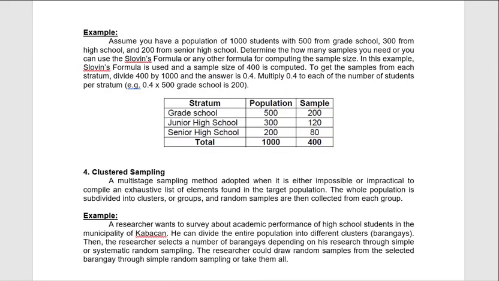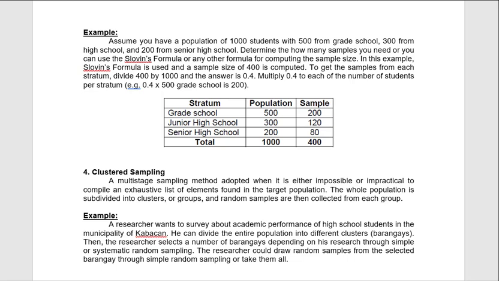So going back to your module, you have an example here. A researcher wants to survey about academic performance of high school students in the municipality of Cabacan. He can divide the entire population into different clusters, like barangays. Kasi nga medyo malaki-laki rin ang Cabacan, at madami ang magiging respondents niya kung isasali niya lahat ang buong population ng high school students in the municipality of Cabacan. Now, the researcher selects a number of barangays depending on his research through simple or systematic random sampling.